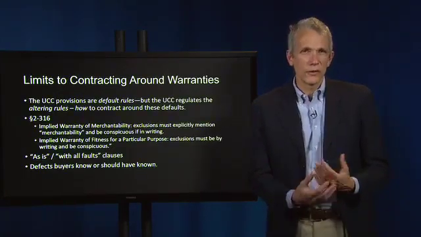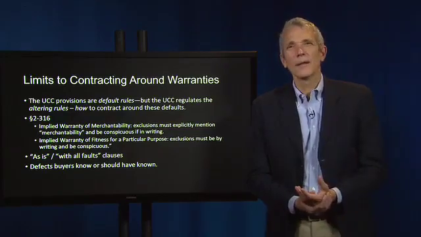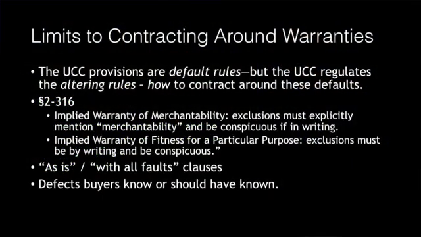These three provisions are default rules. Parties can contract around them if they wish, but the UCC in Section 2.316 also lays out altering rules. The second-order legal rules regulating the ways in which parties can disclaim or limit the warranties or remedies for breach of these warranties. Subsection 2, for instance, says that in order to exclude or modify the implied warranty of merchantability, the contractual language must mention merchantability. And in the case of a writing, it must be a conspicuous statement.